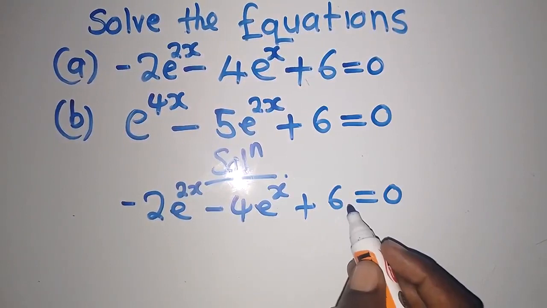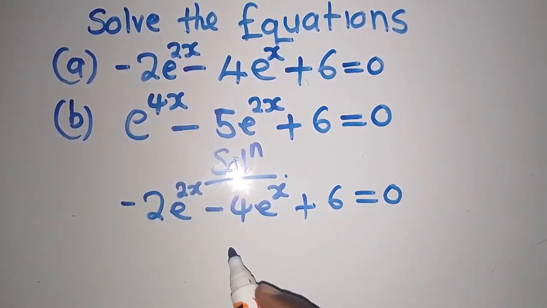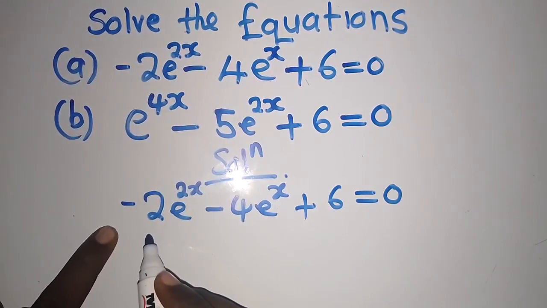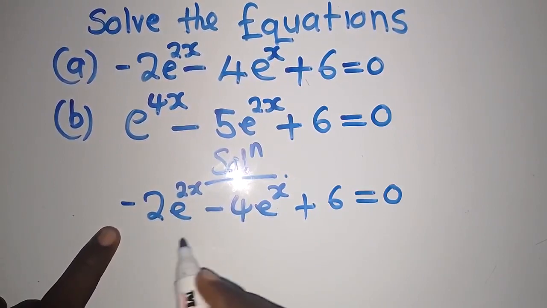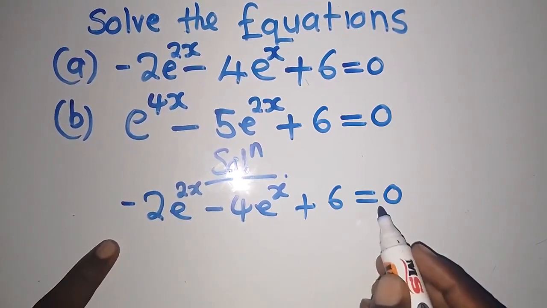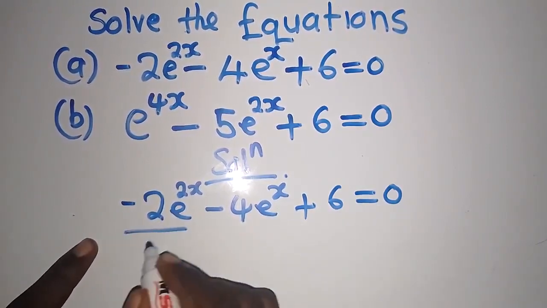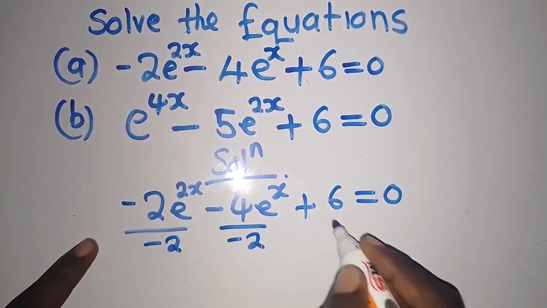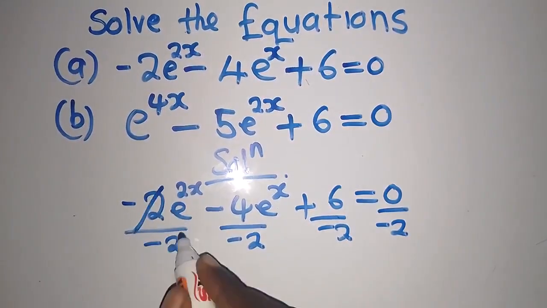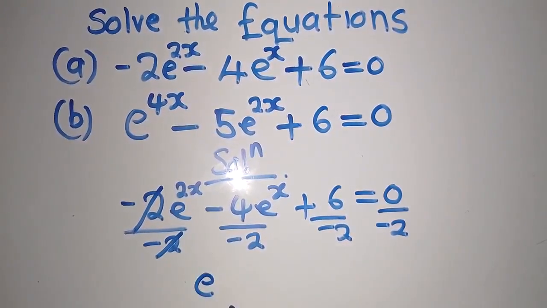The first thing you need to do is deal with the negative on this side. In other words, we are going to reduce this equation. As you can see, there is a common number which can go into all these terms, which is negative 2. We divide by negative 2 throughout, so the negative 2 and negative 2 cancel out. We remain with e power 2x.